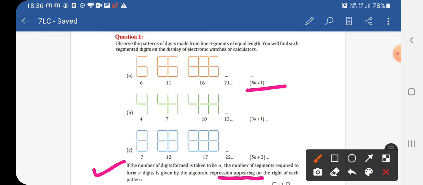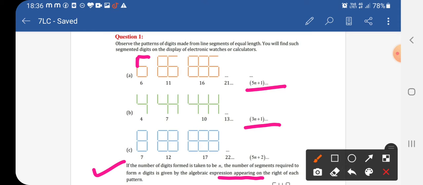On the right hand side, how many segments will be required is given. What does segment mean here? If I am making 6, this is one segment, 2, 3, 4, 5, 6. In class 6th, you have made such patterns with the help of matchsticks. Similarly here, we are just replacing matchsticks with segments.